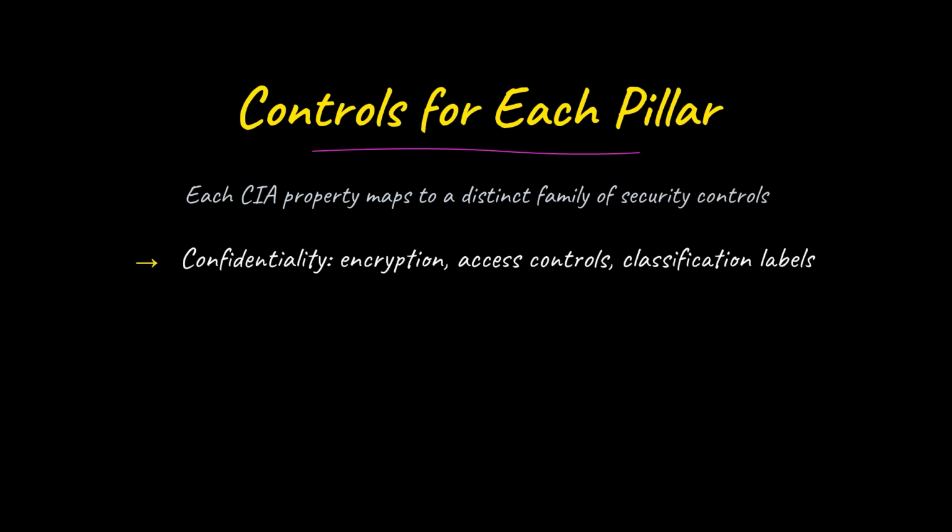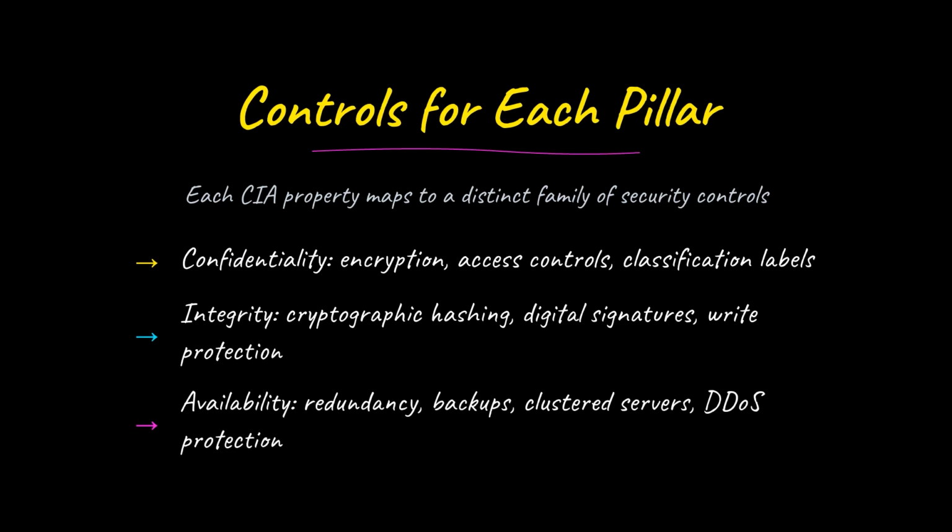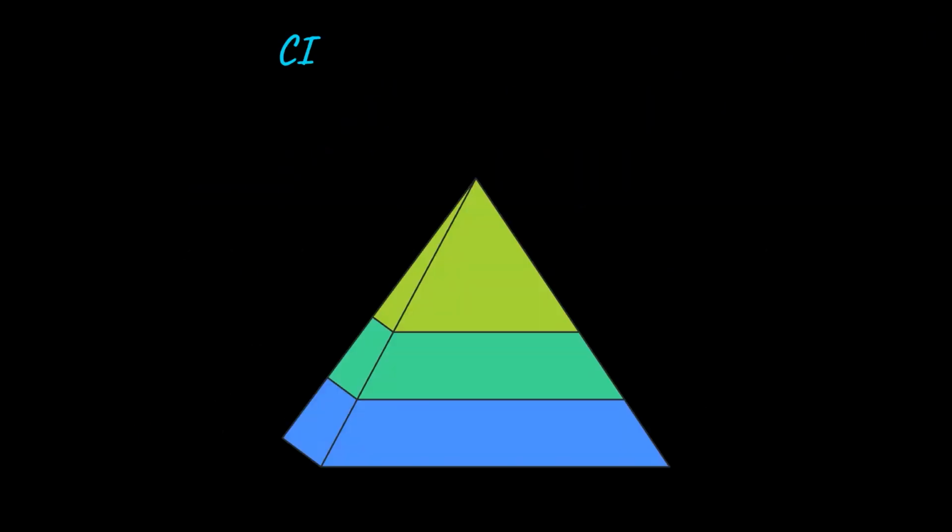Confidentiality keeps data away from unauthorized eyes. Integrity ensures data cannot be altered by anyone who lacks permission to change it. Availability guarantees that systems and data remain reachable for the people who legitimately need them. Mechanically, each pillar is enforced differently. Confidentiality relies on encryption and access controls. Integrity depends on hashing and digital signatures. Availability is supported by redundant hardware, offsite backups, and denial of service protection.